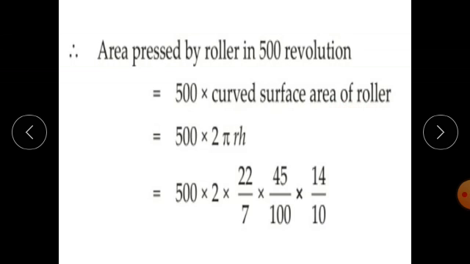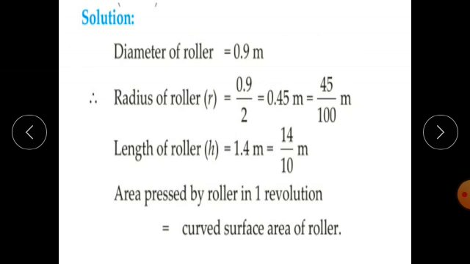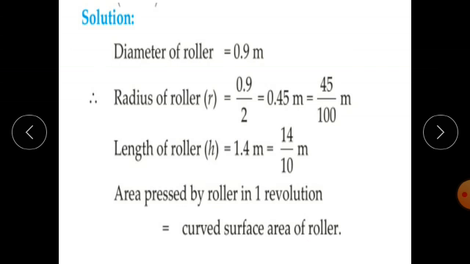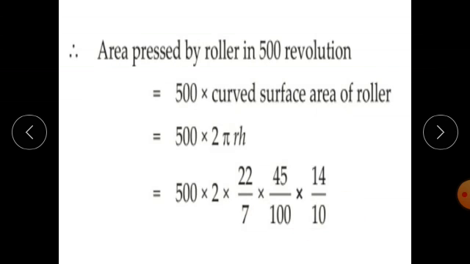But the curved surface area of the roller is equal to the curved surface area of a cylinder, and the curved surface area of a cylinder is 2 pi rh. So it equals 500 into 2 pi rh. So 500 into 2 into, taking the value of pi, 22 upon 7, into r, the radius, which is 45 upon 100, into h, the height, which is 14 upon 10.